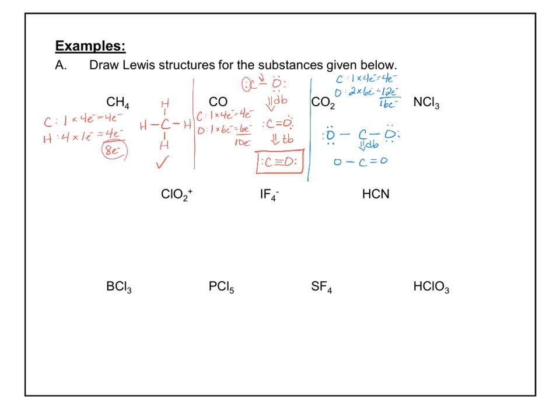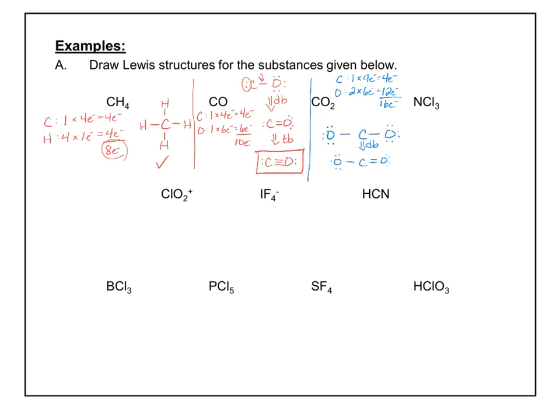The oxygen on the right already has 4 electrons from the bond, so it needs 4 more electrons. The oxygen on the left already has 2 electrons from the single bond, so it needs 6 more to achieve that octet. And again, I've used up the 16 electrons. Carbon still isn't happy. Carbon only has 6 electrons around it.